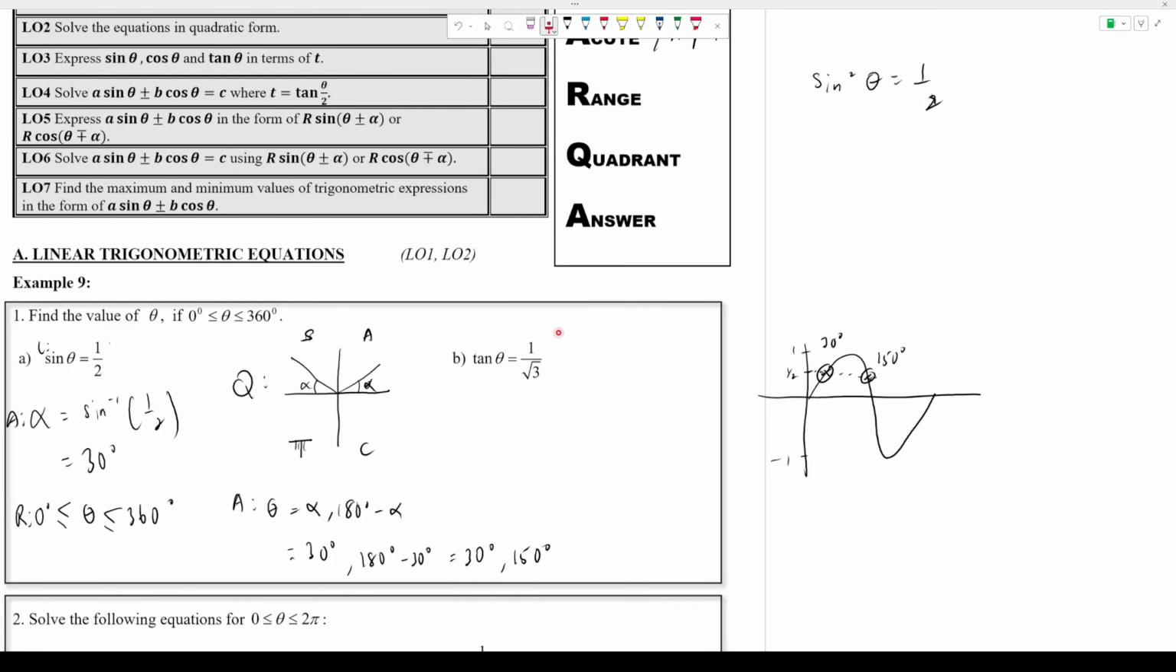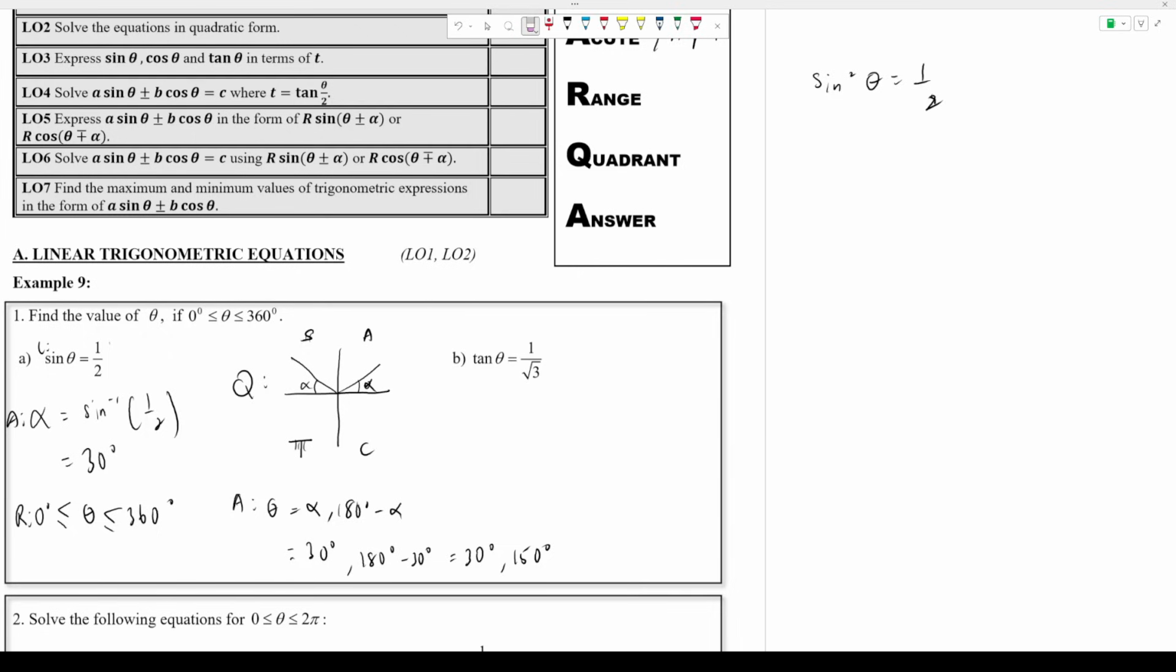Sebab range your domain yang kamu the answer gave us kan, kita nak value of theta between 0 and 360. So ini 0, ini 360 degrees lah. Kalau kita sambung lagi, dekat adalah jawapan lagi. Alright, so itulah dia. So we try to look for the answers. Kalau kamu tengok graph, kamu akan faham. Alright.